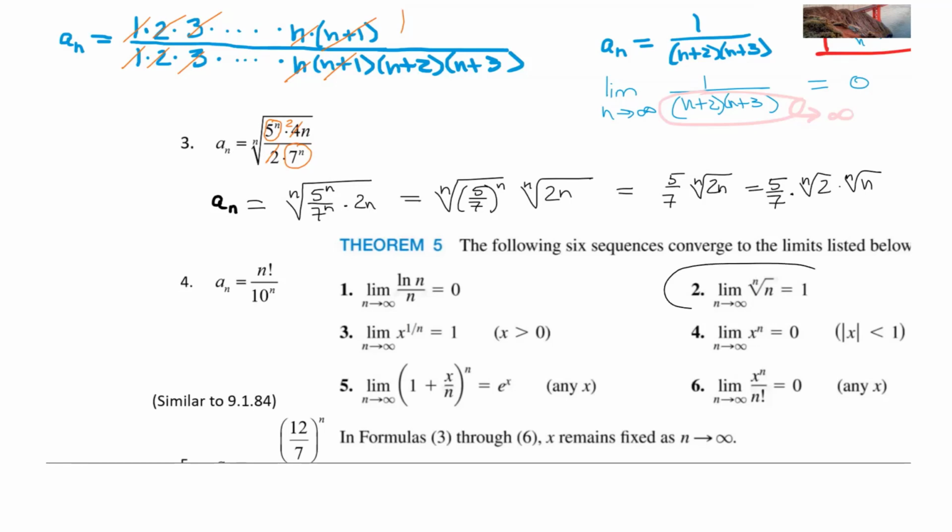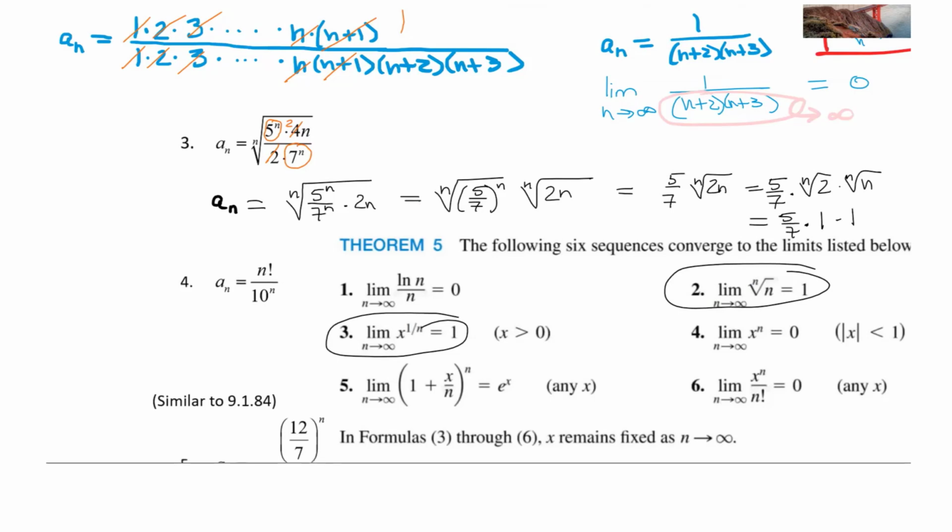That's right, 2 and 3. 2 and 3 look like they're going to fit. Both of those say that as n goes to infinity, 2 to the 1 over n is going to 1, and n to the 1 over n is going to 1 as well. So that would mean that a sub n is going to go to 5/7 times 1 times 1.